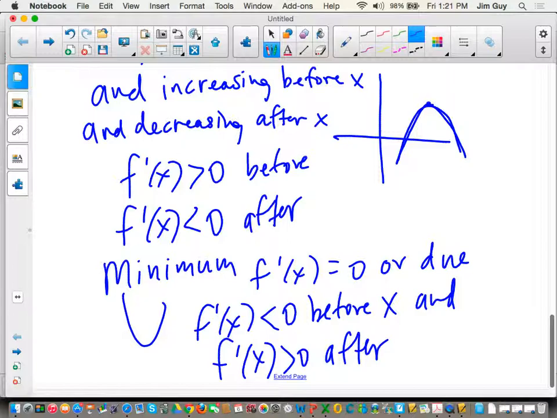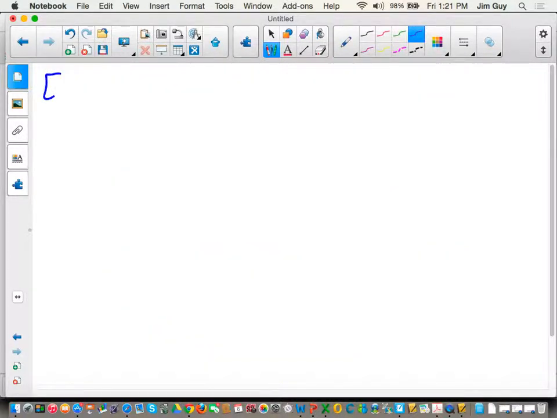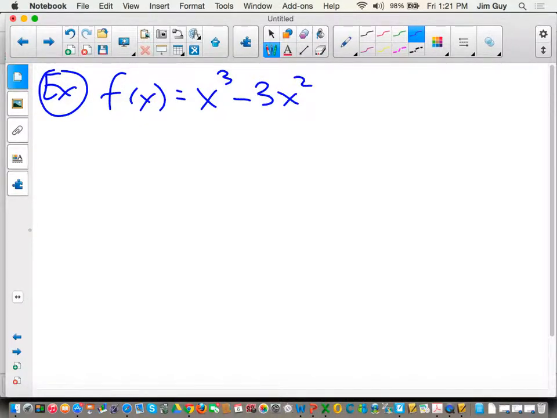Alright, let's go through an example of going through the whole deal and show you how it would work to find all of this stuff they're looking for. Some problems they'll ask you just to find some of them, some problems they'll ask you to find everything. But we're going to find everything in this one here. So f of x is equal to x cubed minus 3x squared plus 2. We're going to do the first derivative test. So we're going to take the first derivative.